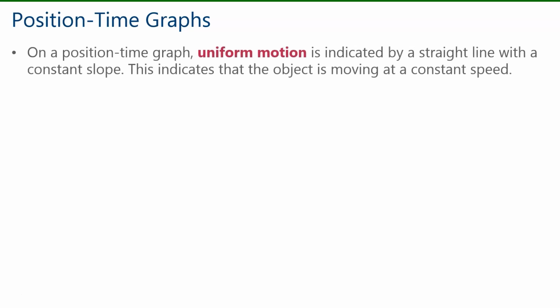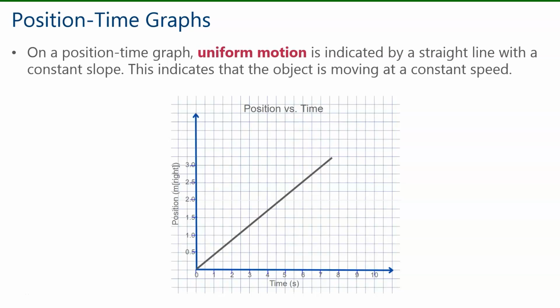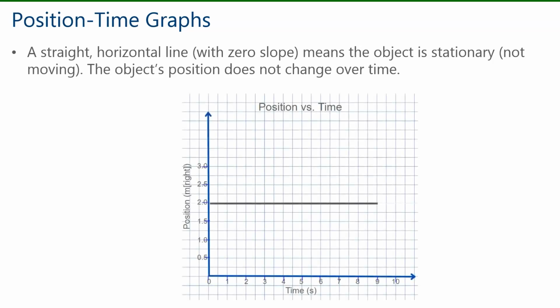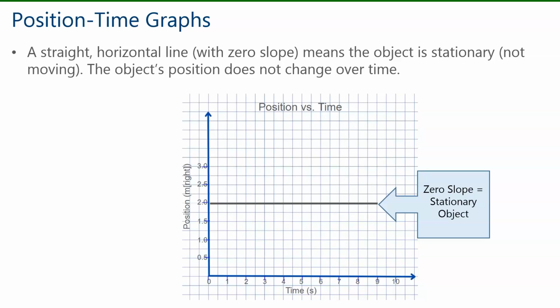On a position time graph, uniform motion is indicated by a straight line with a constant slope. This indicates that the object is moving at a constant speed. A straight horizontal line with zero slope means the object is stationary, not moving. The object's position does not change over time.